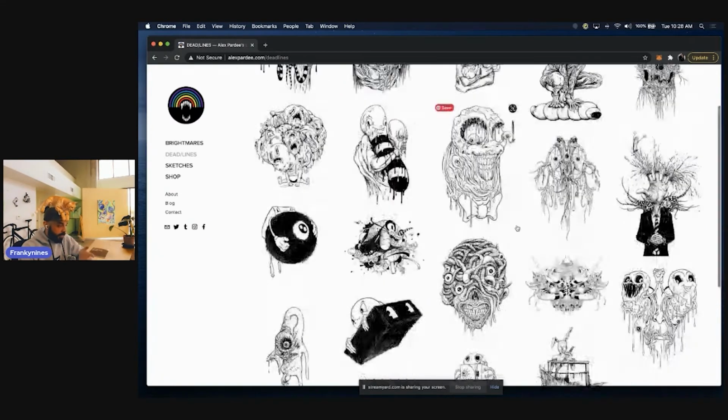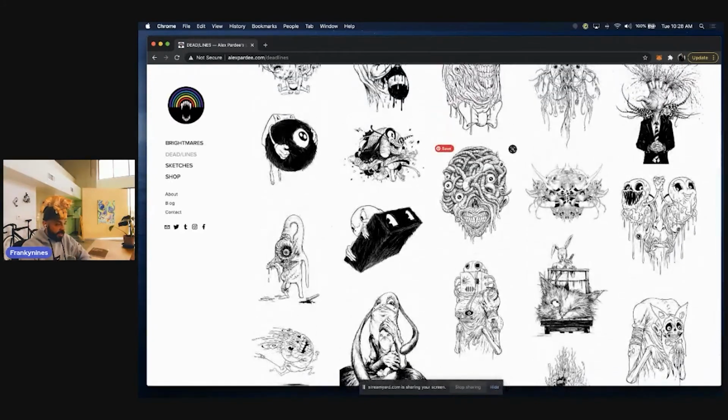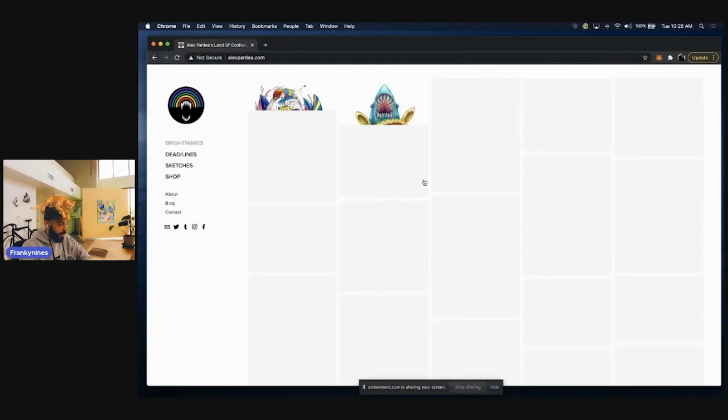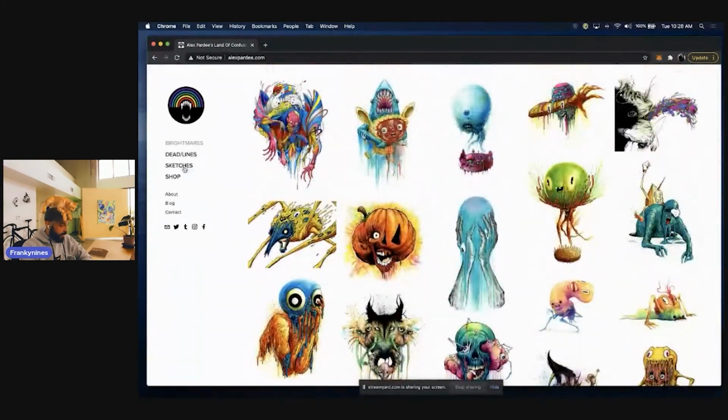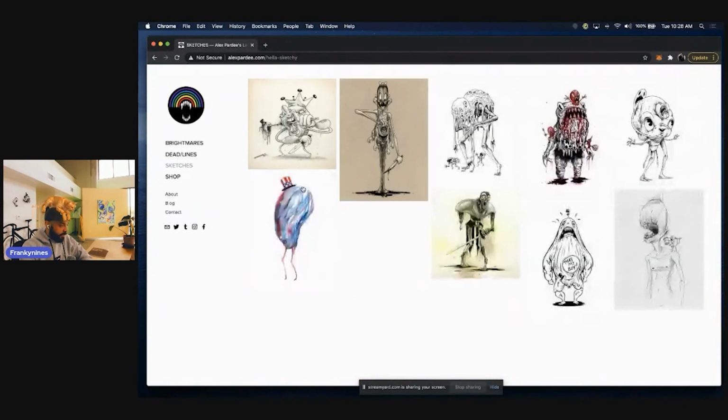They all have a really good consistency. It even looks like some of these are sketches from his bright mirrors that are fully painted and colored, which is pretty cool. And then let's look at his sketch work. Some of these are really old. I think some of these go back, but these are sketches.